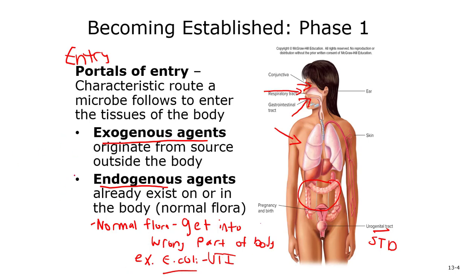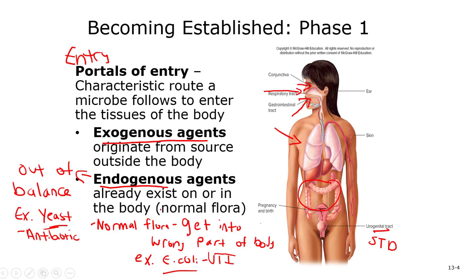Another way endogenous infection can occur is if the normal flora goes out of balance somehow. So for example, everyone has a little bit of yeast as part of their normal flora. And usually the bacteria outnumber the yeast and keep them under control. But if someone's on a broad spectrum antibiotic, it could potentially wipe out all those normal flora bacteria and allow the yeast to overgrow, and then it'll become a yeast infection. So these are how endogenous infections occur.